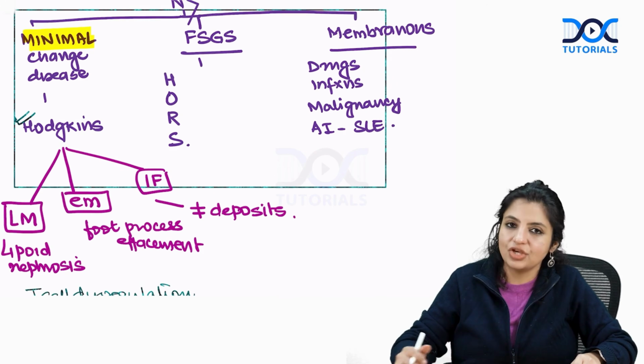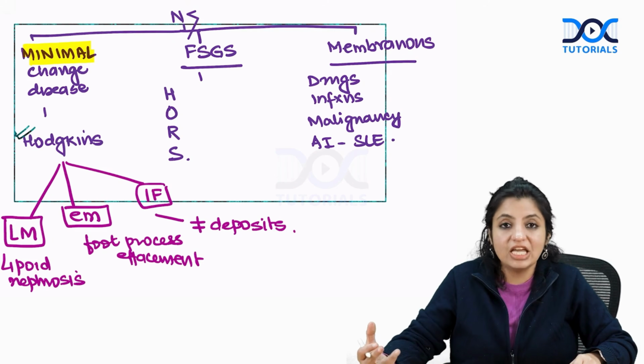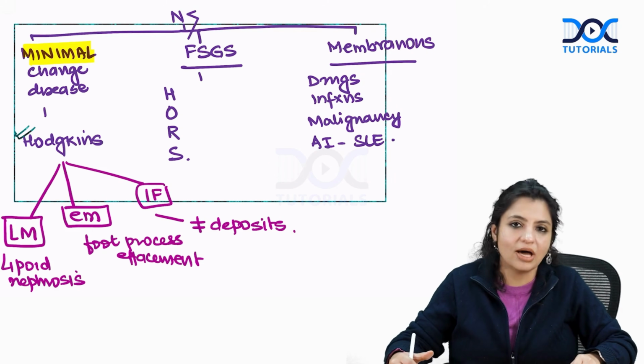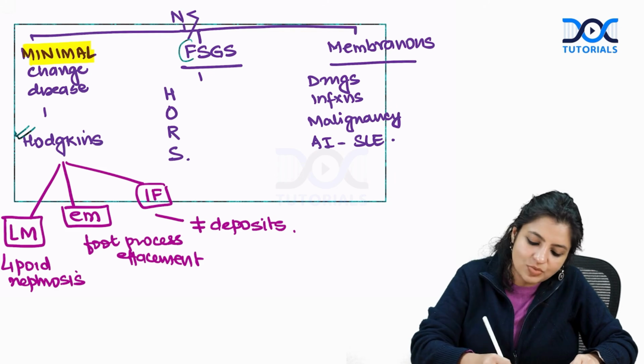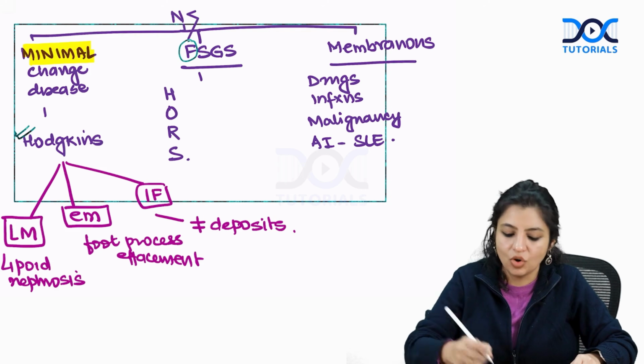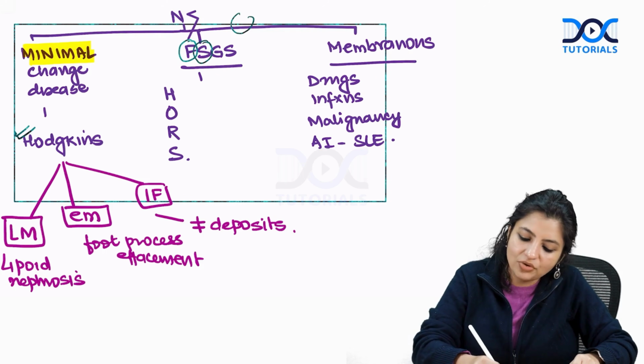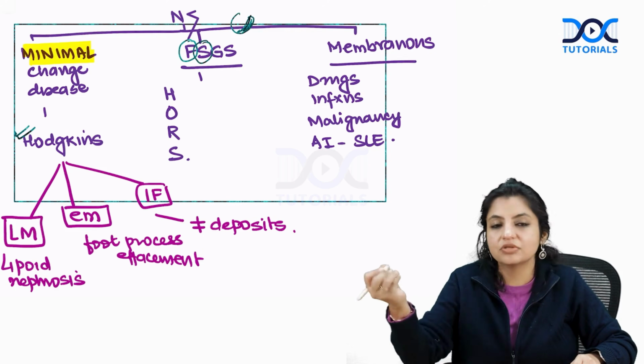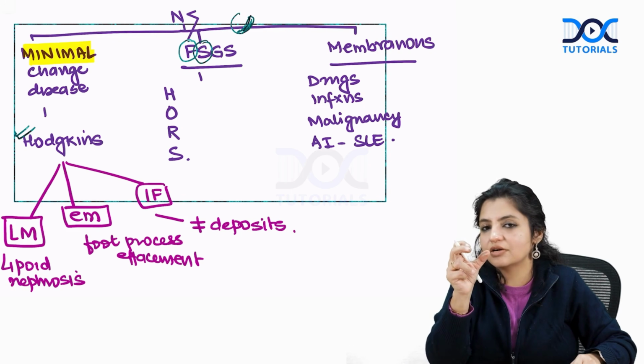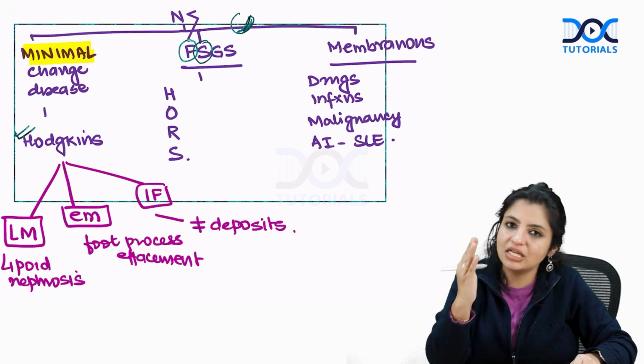Now coming to FSGS. Remember, the name itself says focal segmental glomerulosclerosis. Focal means less than 50% of the glomeruli are involved. Segmental means in one glomerulus, a part of the glomerulus is involved. So it's focal, less than 50% of glomeruli are involved, and those which are involved are segmentally involved.